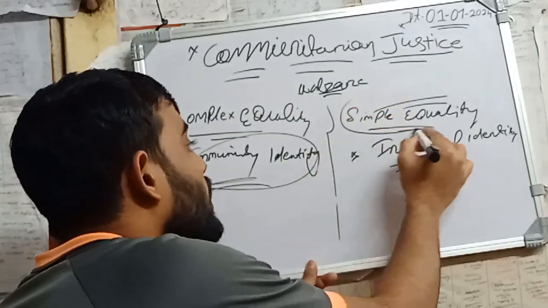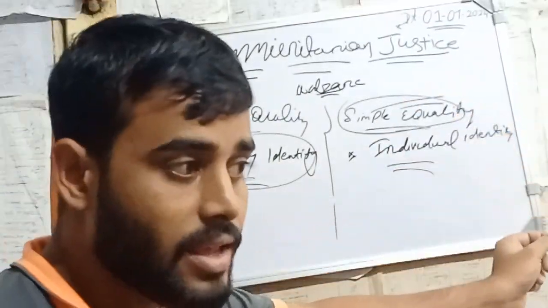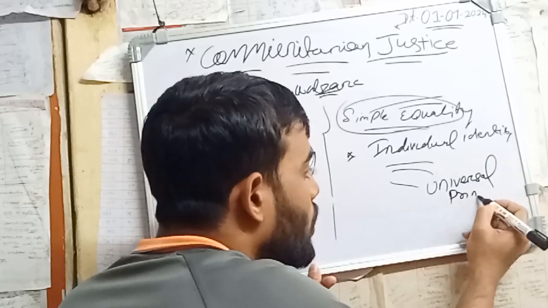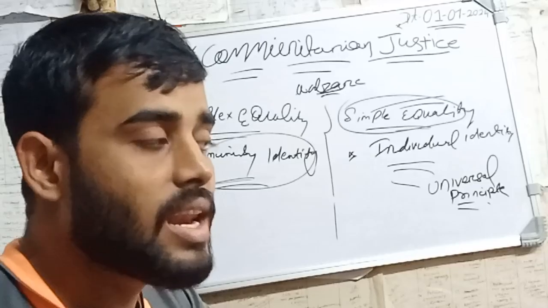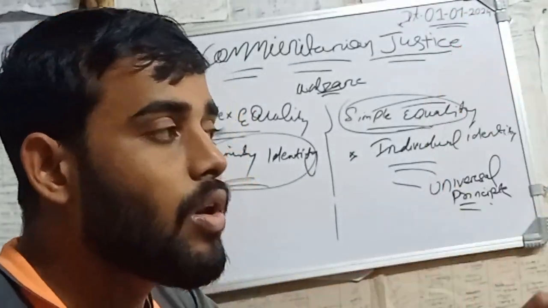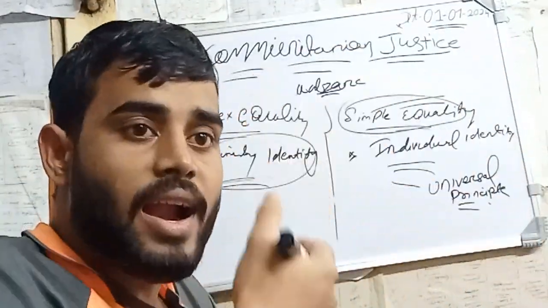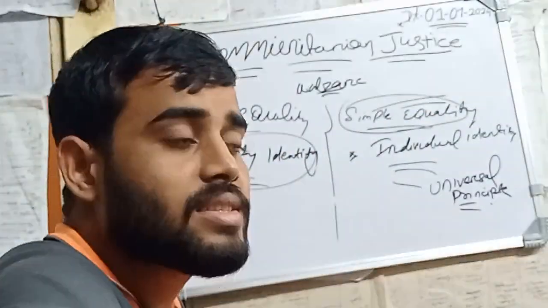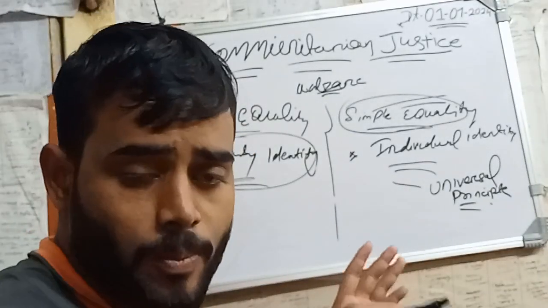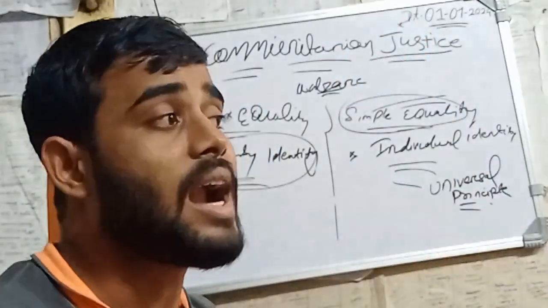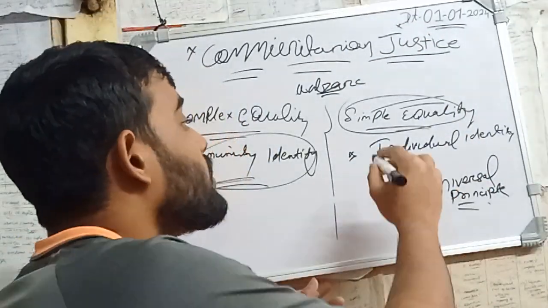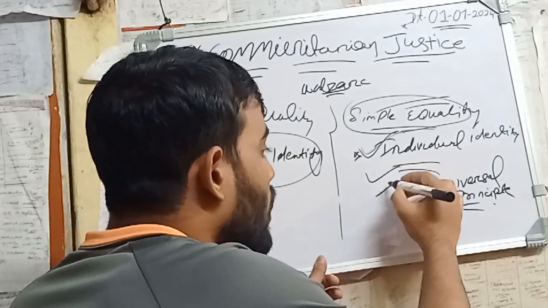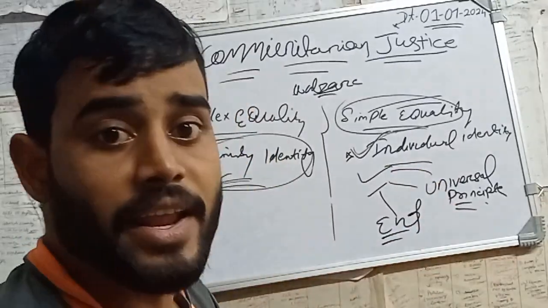What do we mean by simple equality? Simple equality supports the idea of individual identity. It believes in the concept of a universal principle, that a single, standard principle will be applicable for the distribution of goods, services, and rights, income to all people, irrespective of any culture, race, or community, whatever the perspective may be. There will be universal application of this standard for distribution. They emphasize the individual rather than the group or community. For them, the individual is important. For them, the individual is the end.